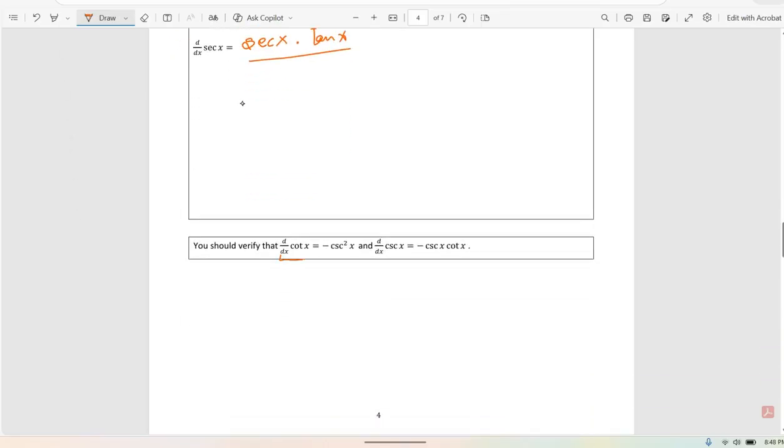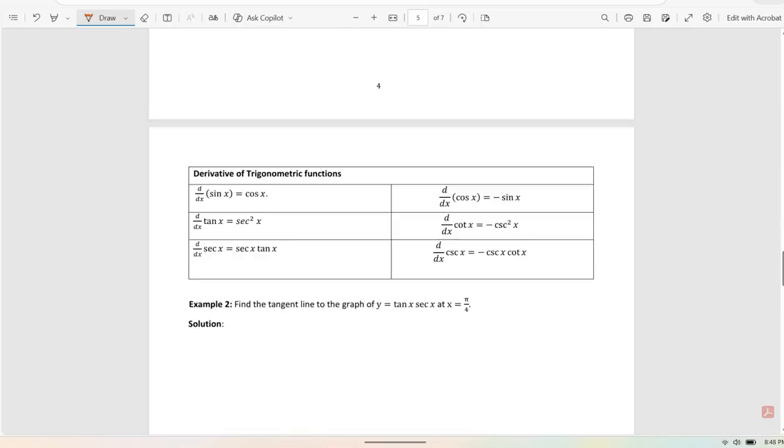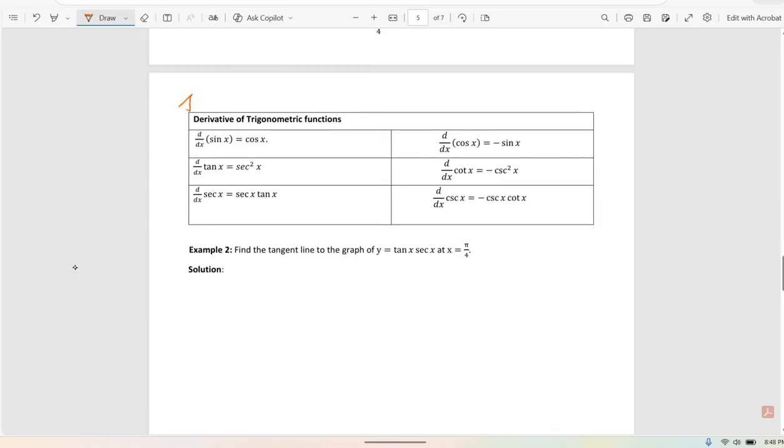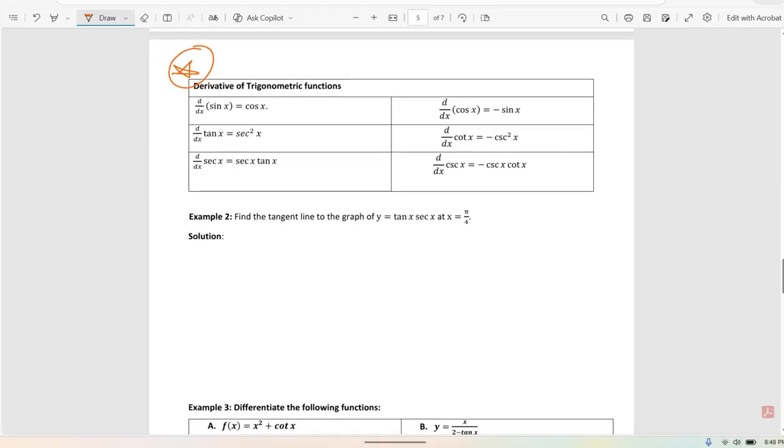Similarly, because we know derivative of tangent, we need to find derivative of cotangent. That's negative cosecant square x. And derivative of cosecant x is negative cosecant x cotangent x. So I wrote all these together. This is really important. If you're doing calculus 1, calculus 2, you will always need to remember these trig formulas for trig functions derivatives. Okay, we're going to do some examples to use these formulas to practice.